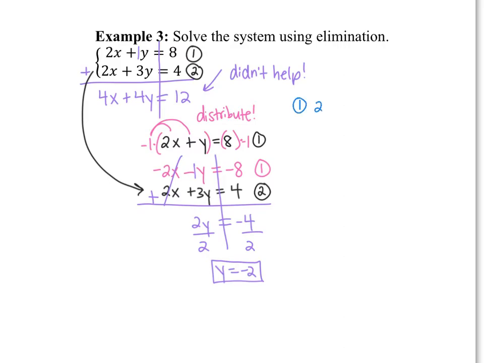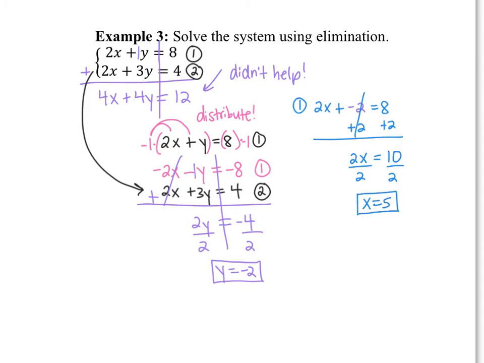So for equation 1, 2x plus, and then instead of y, we put negative 2, equals 8, and then we're going to solve for x. So we're going to get rid of that negative 2 by adding 2 to both sides, leaving us with 2x on the left side and 10 on the right side. Final step is to divide each side by 2, and we get x is equal to 5.